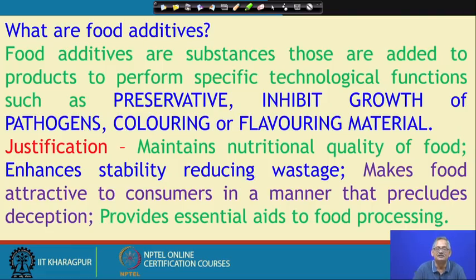This was on the first week. Yes, this is important. This will tell us what is an additive, what is a preservative, etc. So additives, we can define as substances that are added to products to perform specific technological functions, such as, say, it may act as a preservative, or as an inhibitor to the growth of organisms or pathogens, or as coloring material, or it may add a flavor to the material. So depending on what you are using where, additive is a big umbrella, right? Depending on what you want, accordingly this may be termed as a preservative.